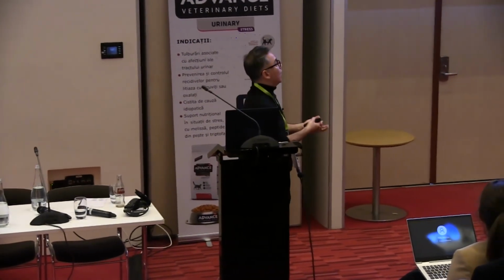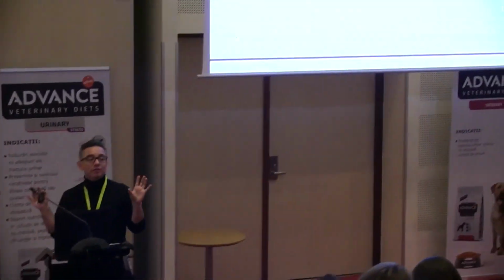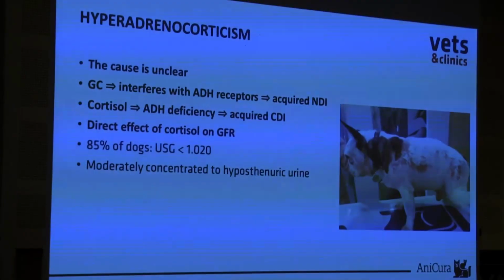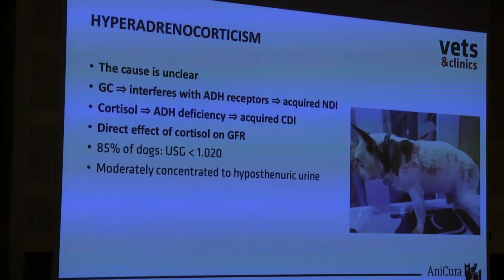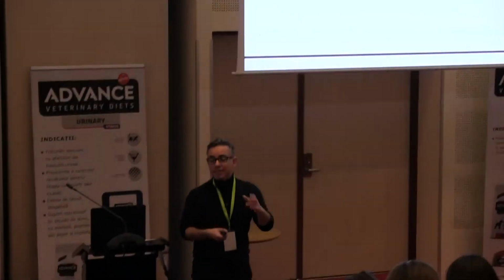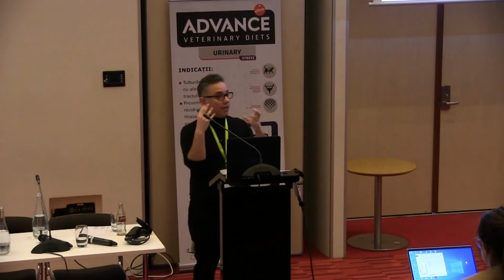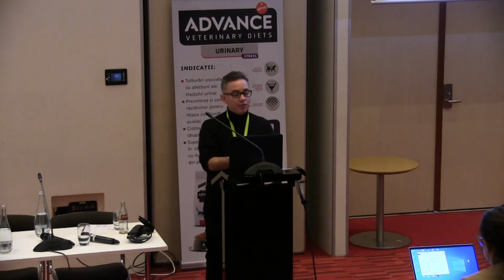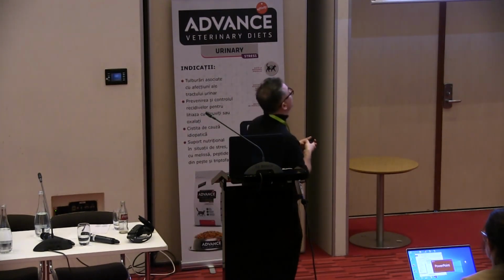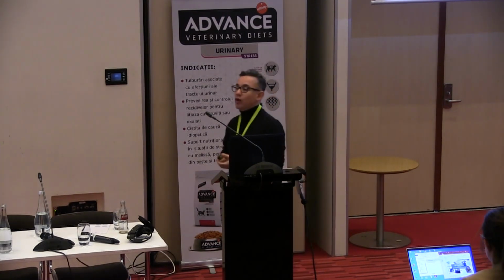Hyperadrenocorticism. What is one of the most common causes of polyuria polydipsia? How is this produced? The cause is not clear right now, but it is thought that the glucocorticoid exerts a direct interference over the AVP receptor, in this way producing an acquired nephrogenic diabetes insipidus. At the same time, the cortisol can affect the production or the storage of AVP in the brain, so there is a lower amount of AVP present to join the receptor, okay? Another hypothesis is that there is a direct effect of the cortisol, increasing the glomerular filtration rate, okay?